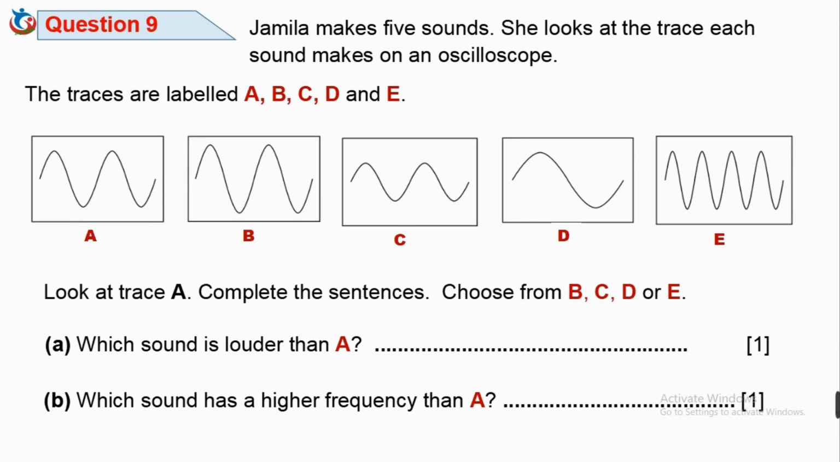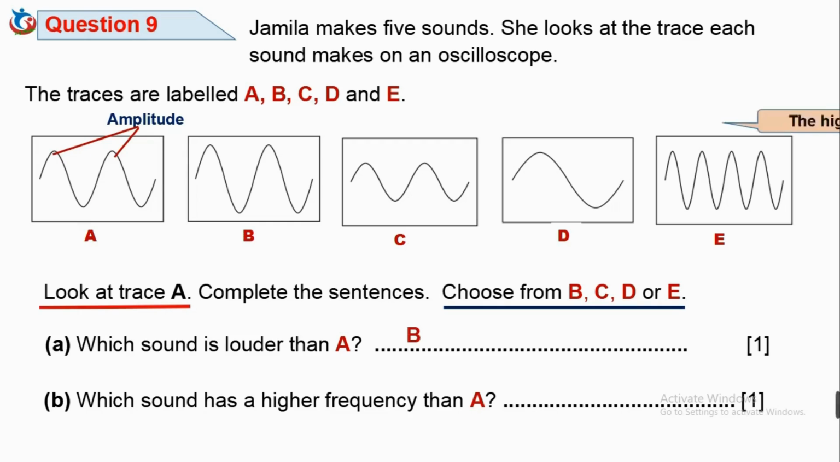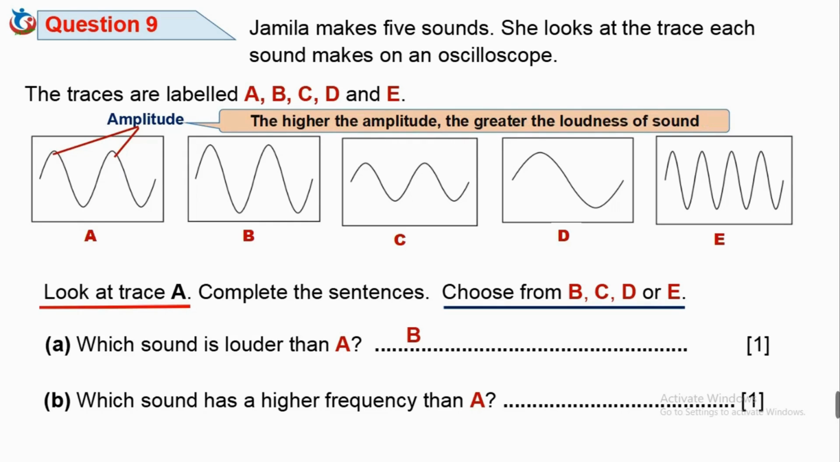To answer this set of questions, trace A is given as a reference wave to which all the other traces are to be compared. So in sound wave, there is what is called amplitude, as indicated in trace A. Amplitude is the maximum distance moved by a point on a wave. The higher the amplitude, the greater the loudness of the sound. So the only trace with higher amplitude than trace A is trace B. So trace B will be the loudest.